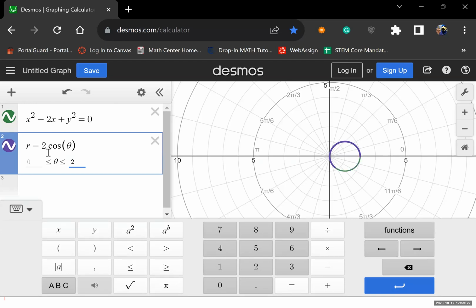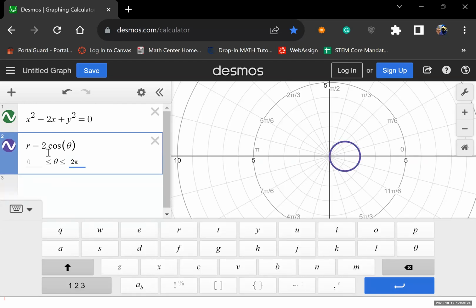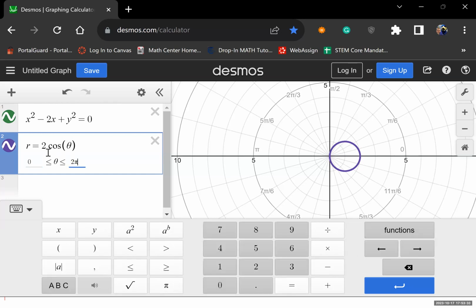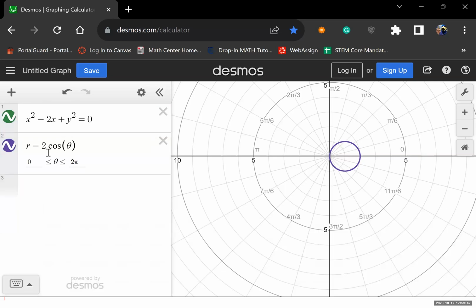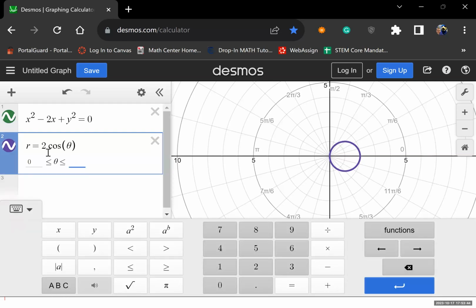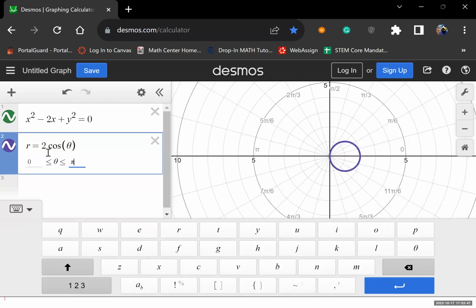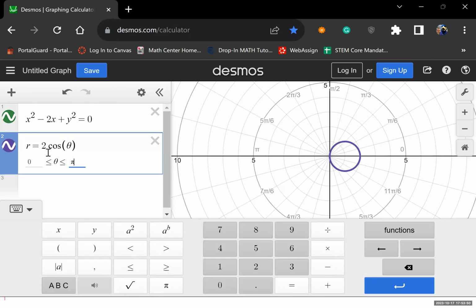We did 2 pi. It would just cycle twice. If we did pi over 2, it should just give me half the circle. So, feel free to play around with this yourself in dealing with these. Yeah, you can see that just gives me half the circle, because the circle has a period of pi. And we can see that those are identical circles.